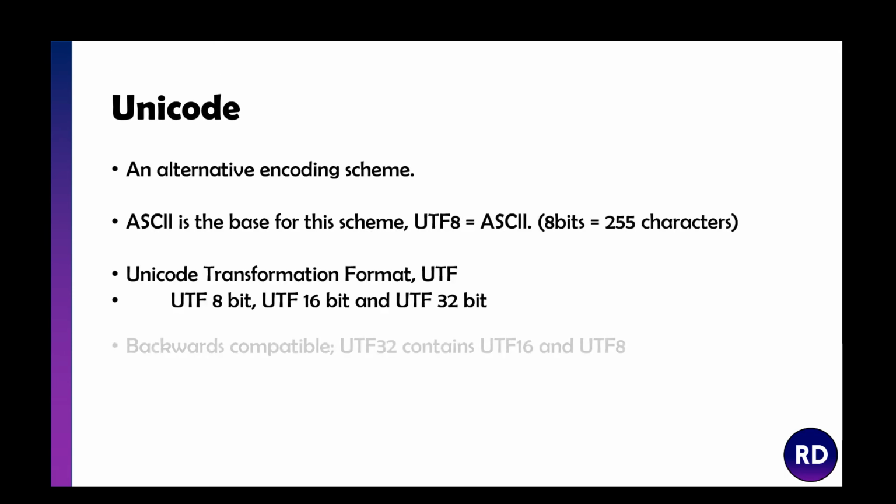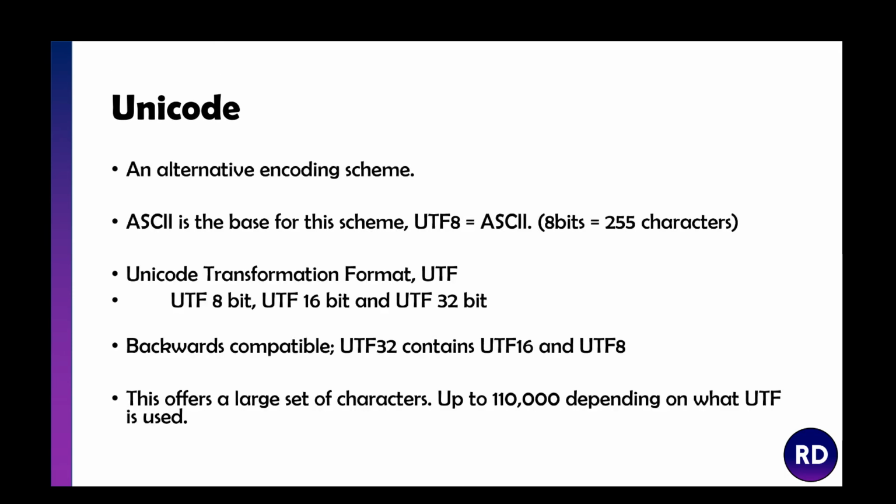The alternative encoding scheme is called Unicode. It's based on ASCII, but it contains a lot more characters. UTF-8 is ASCII, because 8 bits is 255 characters, and then you've got 16-bit and 32-bit, and they're all backwards compatible. So UTF-32 contains 16 and 8. This offers a very large set of characters: all your letters, all your different languages, and all your emojis, depending on which UTF is used.